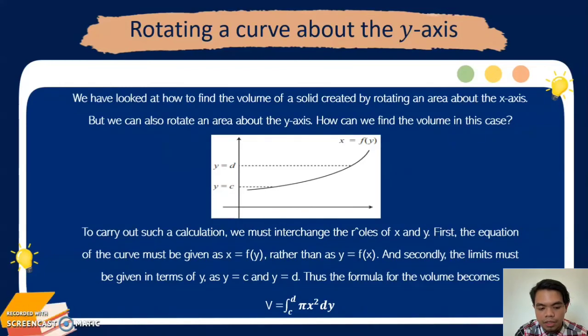And for the explanation, to carry out such a calculation, we must interchange the roles of x and y. First, the equation of the curve must be given as x equals f(y) rather than as y equals f(x). And secondly, the limits must be given in terms of y, as y equals c and y equals d. Thus, the formula for the volume becomes V equals the integral from c to d of pi x squared dy.